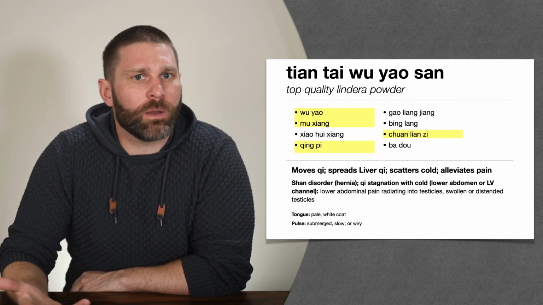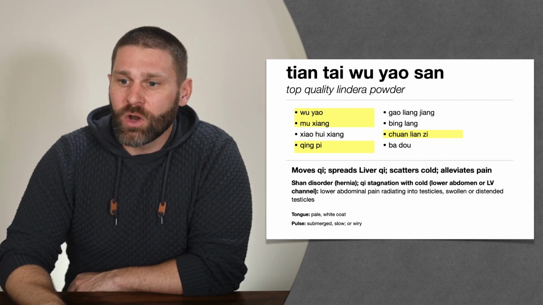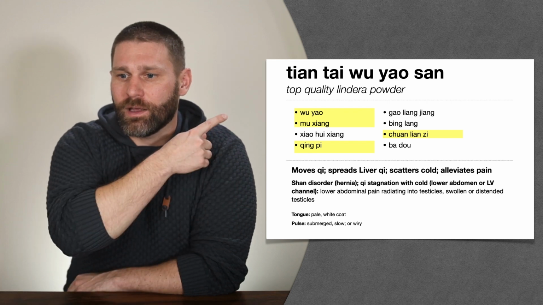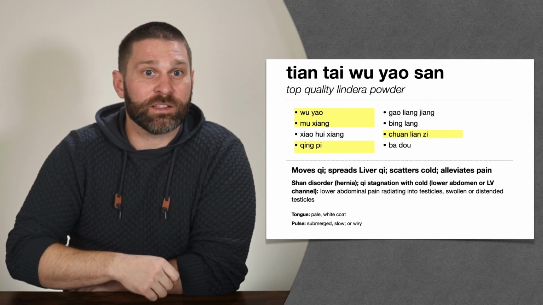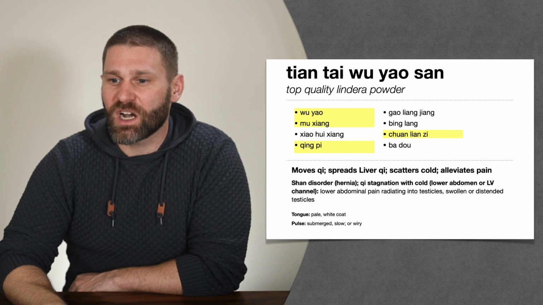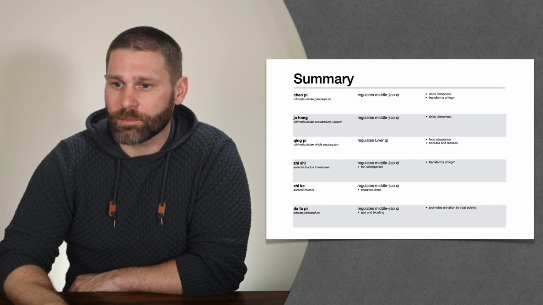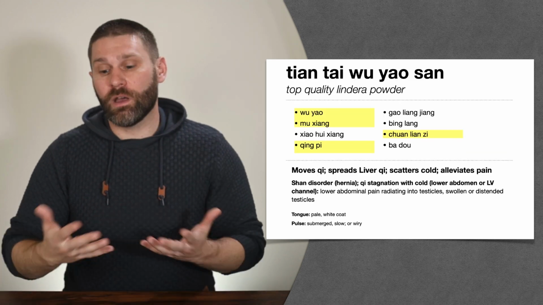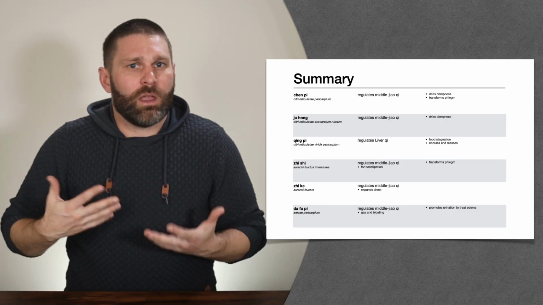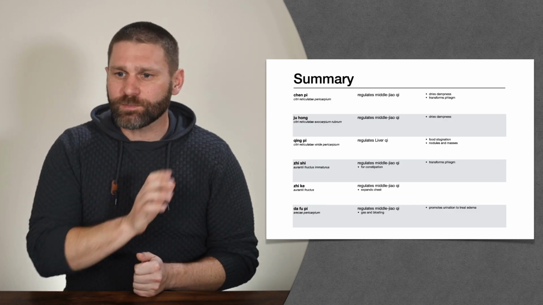So again, these are some situations where we might use herbs that regulate qi, and I just use this to emphasize that Wu Yao is good for Shan disorder or hernia pain. So those are just some formulas that maybe help give some context to these herbs.